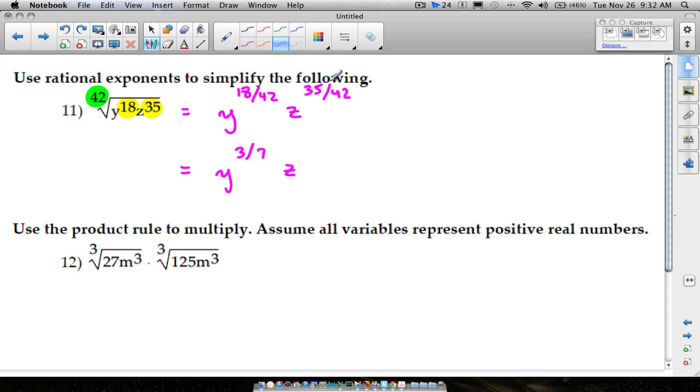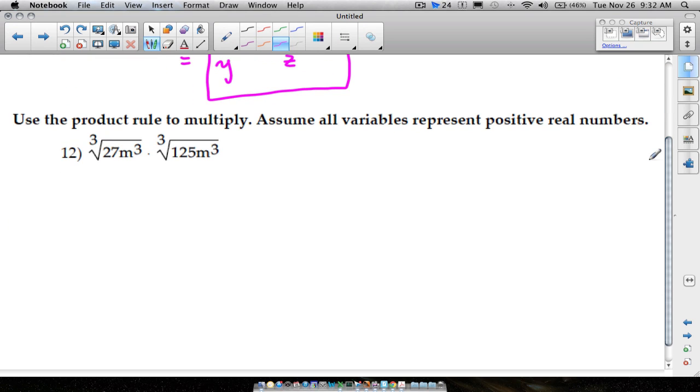And now for z, we can divide both of these numbers by 7. 35 divided by 7 is 5. 42 divided by 7 gives you 6. Just make sure you simplify your fractions there. And that's all we can do for that problem. Now, number 12, I'm going to go ahead and show you the quick way of doing this versus the long way. The long way would be multiplying these two things together.